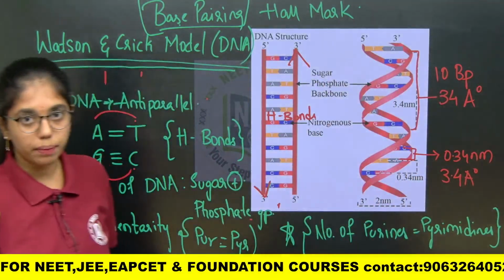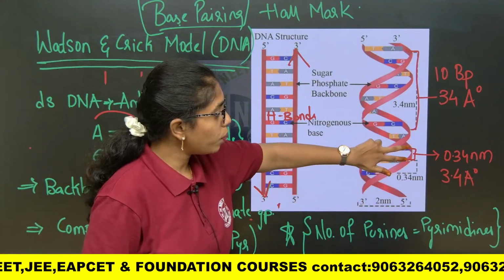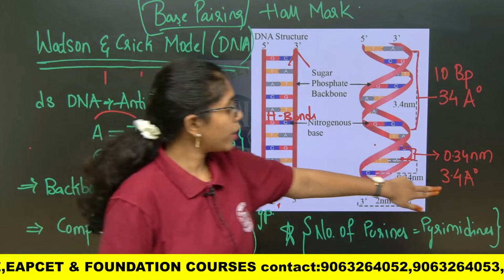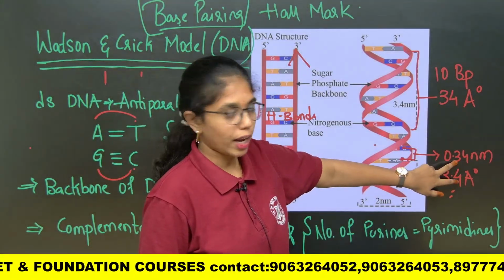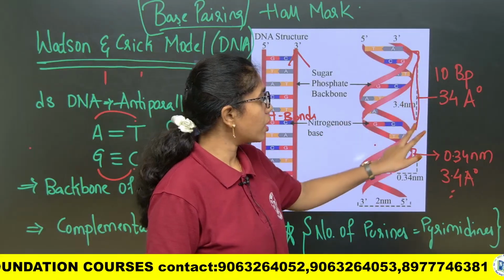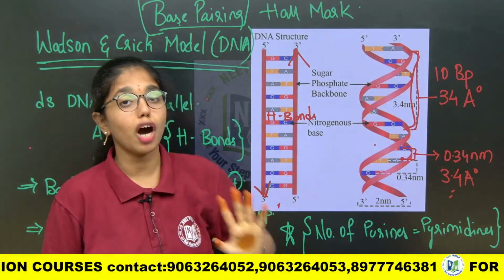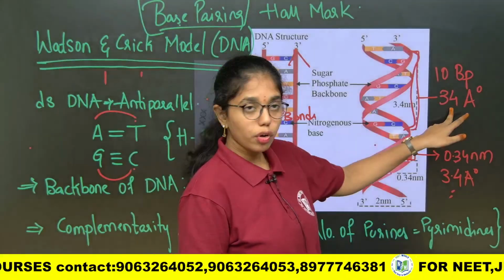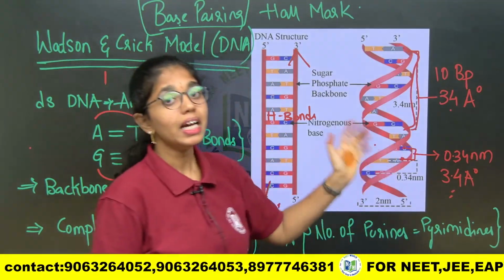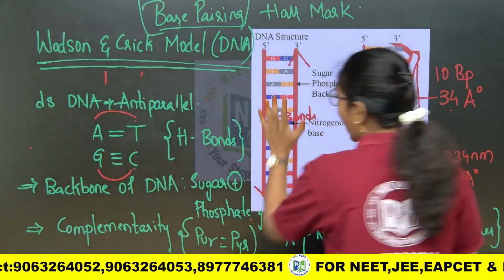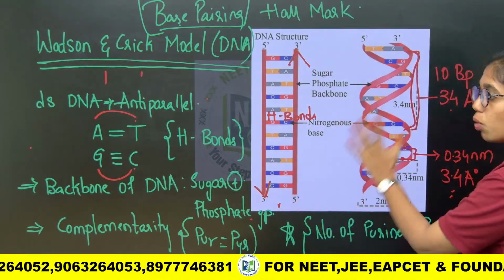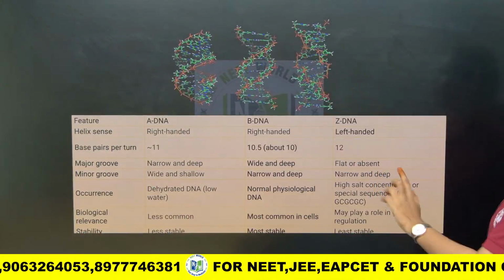Remember that, that is very important. The distance between 2 base pairs will be what? 3.4 angstroms or 0.34 nanometers. One complete turn, or one pitch of B form DNA, is 34 angstroms, and it will have how many? 10 base pairs.